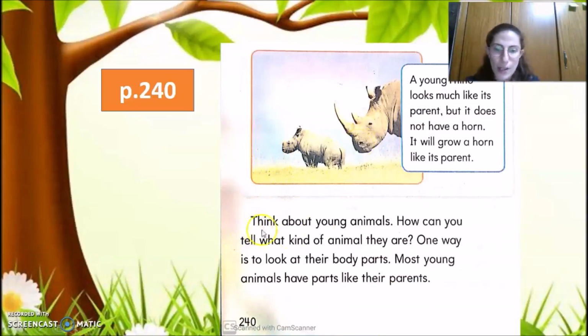Let's read it one more time. Think about young animals. How can you tell what kind of animal they are? One way is to look at their body parts. Most young animals have parts like their parents, so they're telling us in general, most of the young animals have body parts like their parents. Clear? Even the missing parts, which are very few, as the young animal grows day after day, it will grow them to look like its parent.